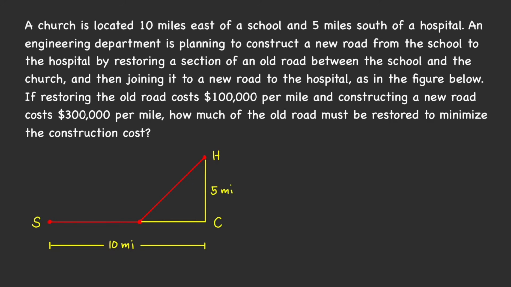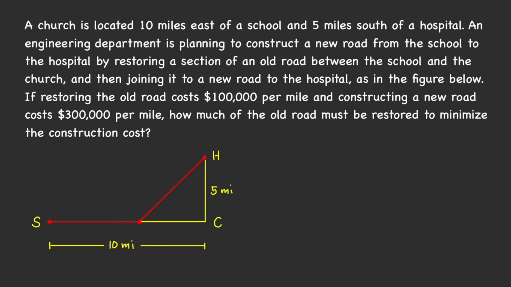Moving to our next problem. So here a church is located 10 miles east of a school and 5 miles south of a hospital. An engineering department is planning to construct a new road from this school to the hospital by restoring a section of an old road between the school and the church, and then only a section of this, and then joining it to a new road to the hospital.